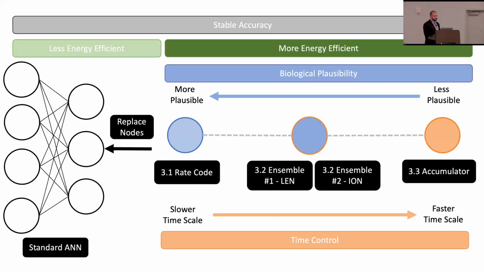So on the left is a schematic that represents our multi-layer perceptron. And we replaced the nodes in this network with one of the 3 types of models shown on the right, the rate code, the ensemble models, or the accumulator. Going from left to right with these models, they become less biologically plausible, but give us better inference times.